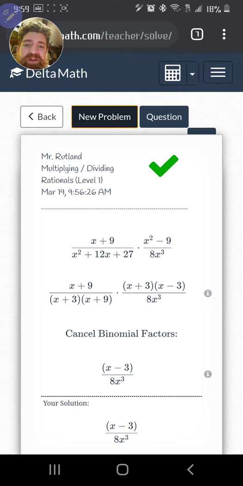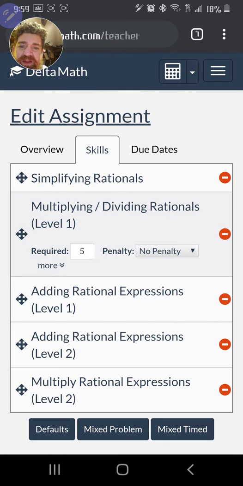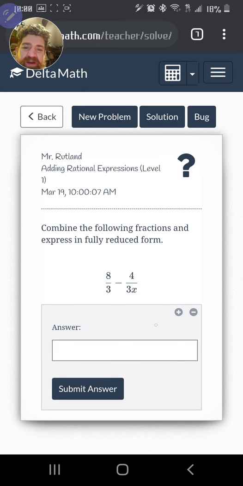Now, for dividing, you're going to do the same exact thing. Okay, the dividing is exactly the same process. The only difference in dividing is that you have to flip the second fraction over. Okay, not a big deal. But let's go into something a little bit more difficult, like adding rational expressions. Okay, so we want to do a couple of examples of these, and we're going to see the first kind.